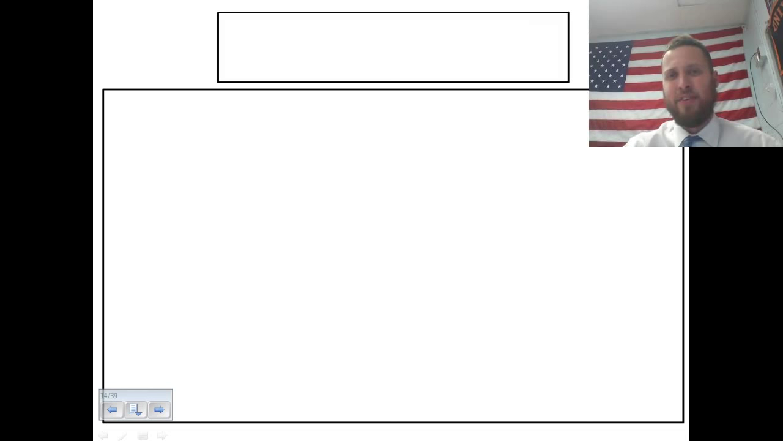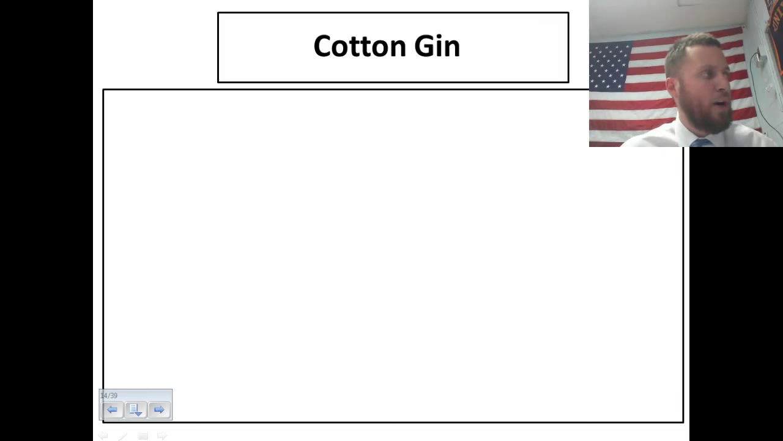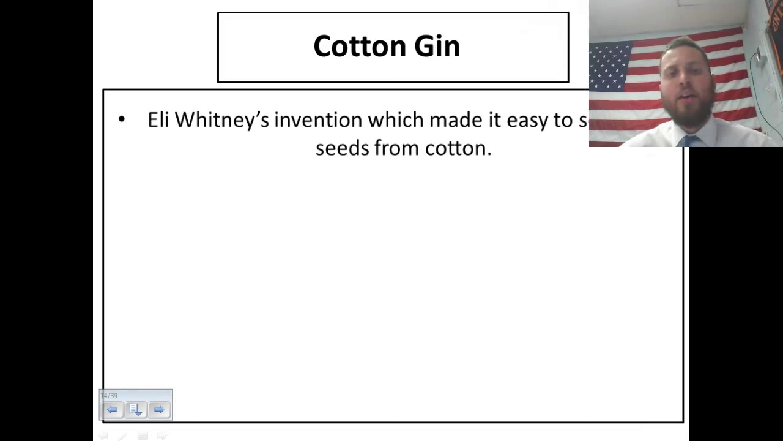I get sized for note cards. Here's another one. The cotton gin. Please write the cotton gin on one side, and then please flip it over to the other side. You ready? Here we go. Eli Whitney. Eli Whitney's invention, which made it easy to separate seeds from cotton. It was easy to separate the seeds from cotton if you do the cotton gin.